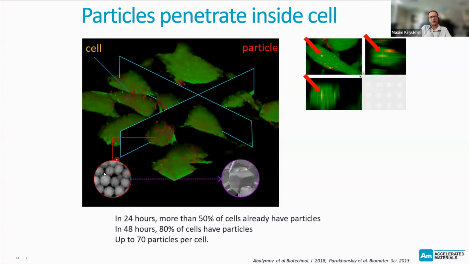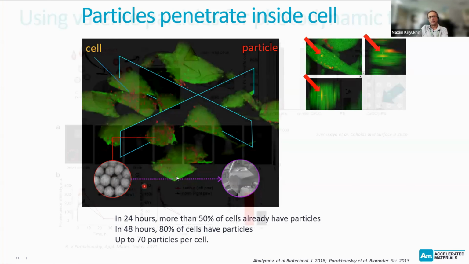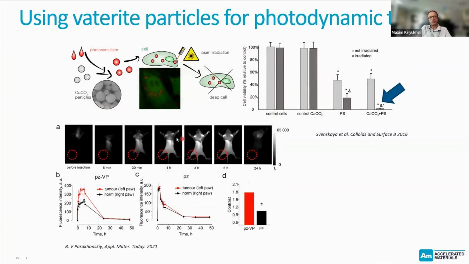Interestingly, calcium carbonate particles, these vaterite particles, can easily penetrate into the cells, probably by endocytosis or some other mechanisms. And up to 70 particles can be incorporated by a cell. And with time, nearly all cells have the particles inside them, right? And by this approach, you can deliver drugs to cancer cells, because their membranes are usually more permeable, and they can take up vaterite particles much more easily compared to normal cells.